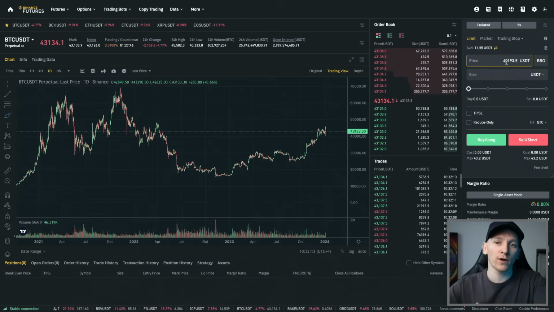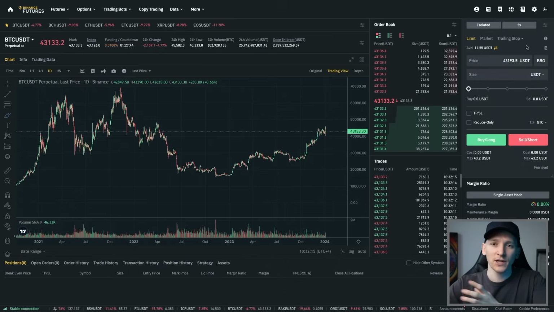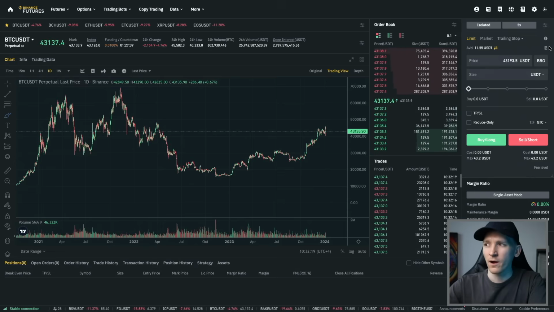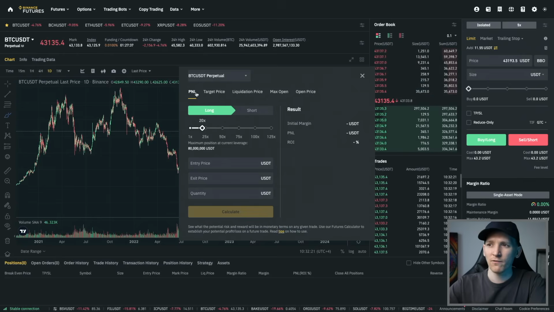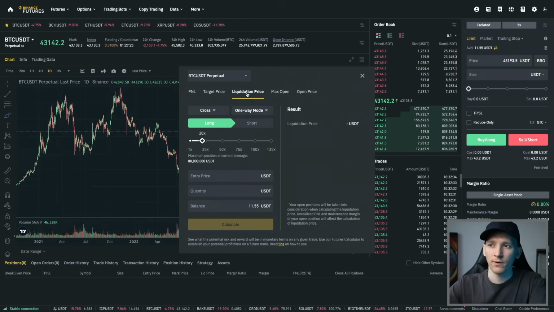Binance also has an order calculator that we can use to work out our liquidations if they may occur, and change our leverage to just be more aware of what's happening. So this up in the top right, click this, and then you have P&L. So you can work out if you have an entry price and an exit price that you think may happen. You can work out what your P&L may be here based on the quantity and the margin that you're taking. But we're going to look at liquidation price.